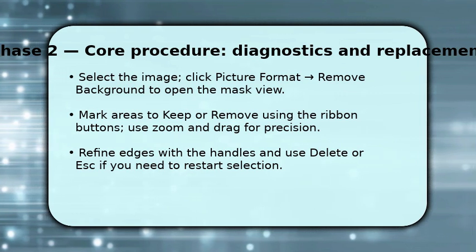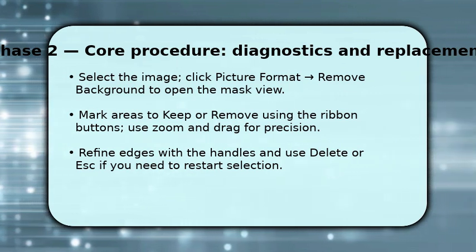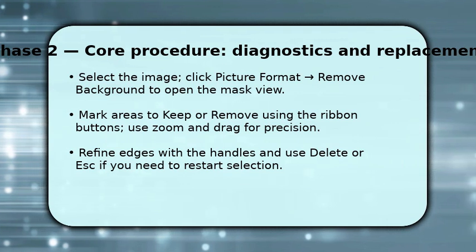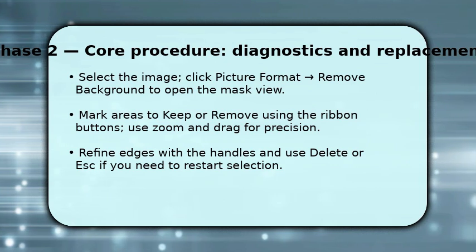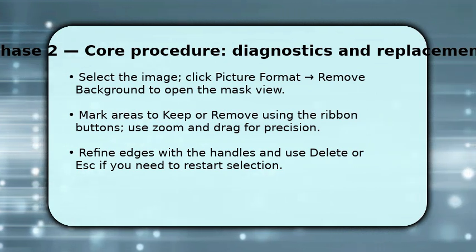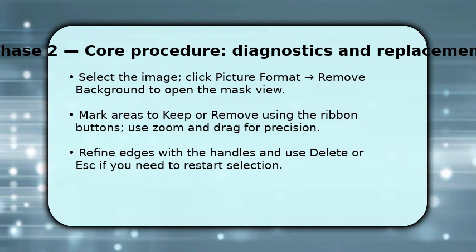You need to refine that mask. Click Mark Areas to Keep for foreground bits and Mark Areas to Remove for stray background patches. Zoom in and drag short strokes. Small marks give cleaner edges. Make iterative passes, start broad, then fine-tune.